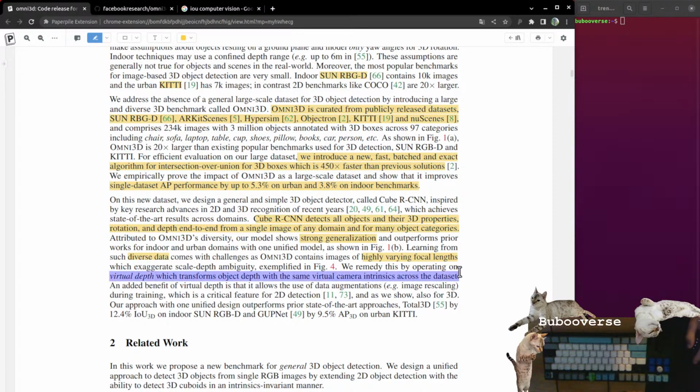This isn't good though. They basically rectify all these images to use the same intrinsic, so they're like warping these images. That's cheating, guys.